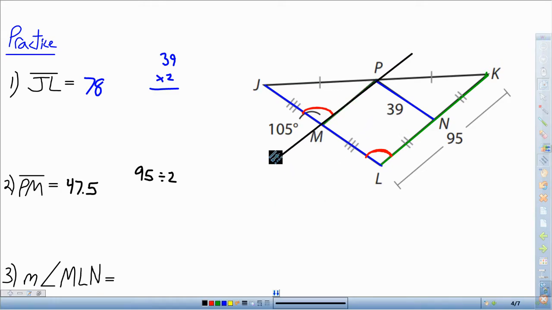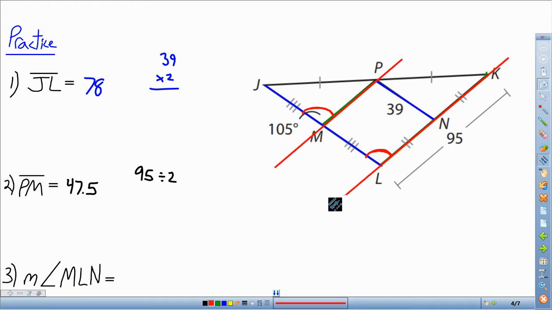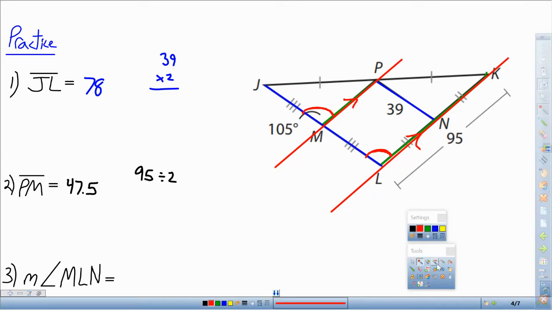These lines we know are parallel. Actually, let me make them red. Okay, these are parallel lines, right? Which if you wanted to, you could put little arrows on just to show that these are parallel. Okay, and this blue line here is a transversal.